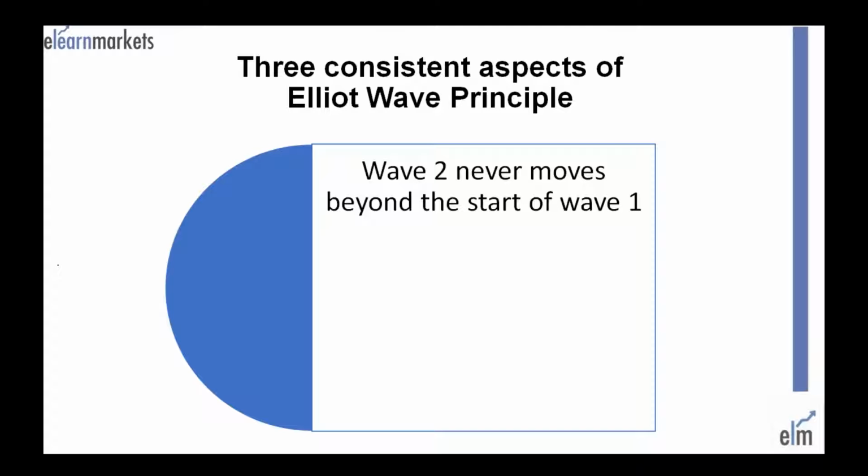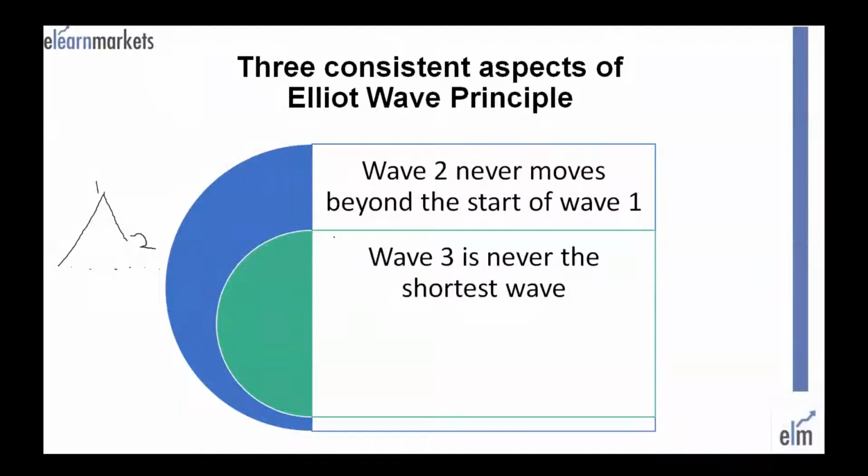Alright, so I'm going to draw over here for you. This is wave 1. Wave 2 goes down, correcting wave 1, but the first consistent aspect says that this wave 2 will never move beyond the start of wave 1, which is this level.